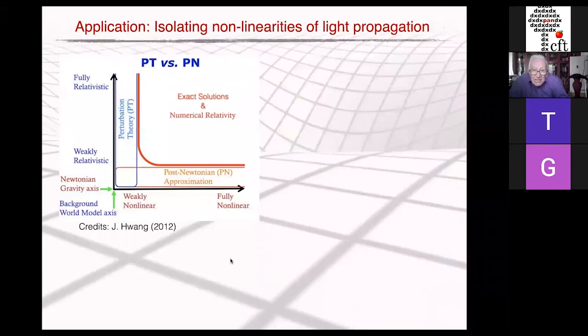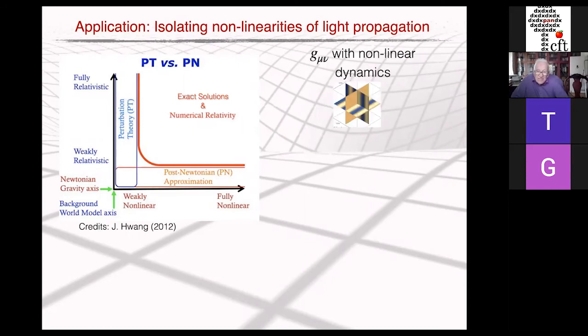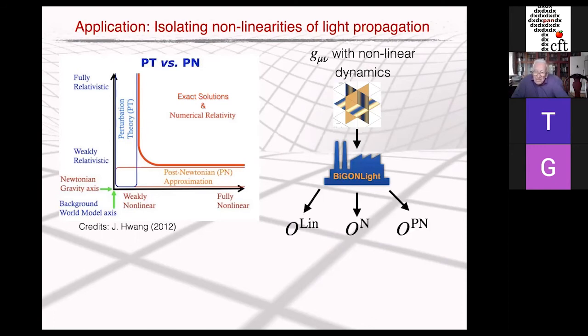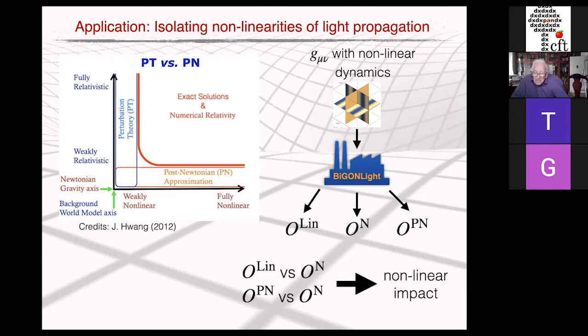The point is that the post-Newtonian approximation can dig more deeply than the perturbation theory into nonlinear structure formation. So our idea was to take a toy model of the universe in which the cosmic structure has a nonlinear dynamics, use the BiGONLight package to calculate observables at linear, Newtonian, and post-Newtonian approximation, and then compare those observables to see what the impact of nonlinearities is.